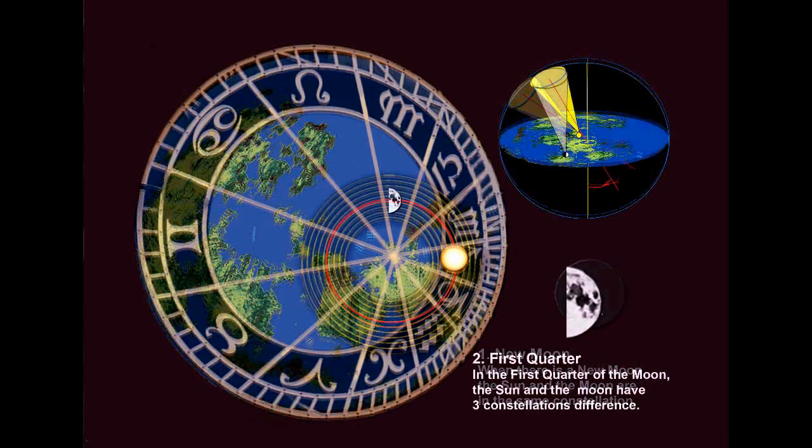First quarter. In the first quarter of the Moon, the Sun and the Moon have 3 constellations difference. As the angle of incidence is getting smaller, we have the first quarter of the Moon. In this case, the Sun's conical refraction hides half of the Moon's refraction from the left if we are northern, the Moon's path, or right if we are southern, when the axis y of the axis of phases is vertical to the horizon.